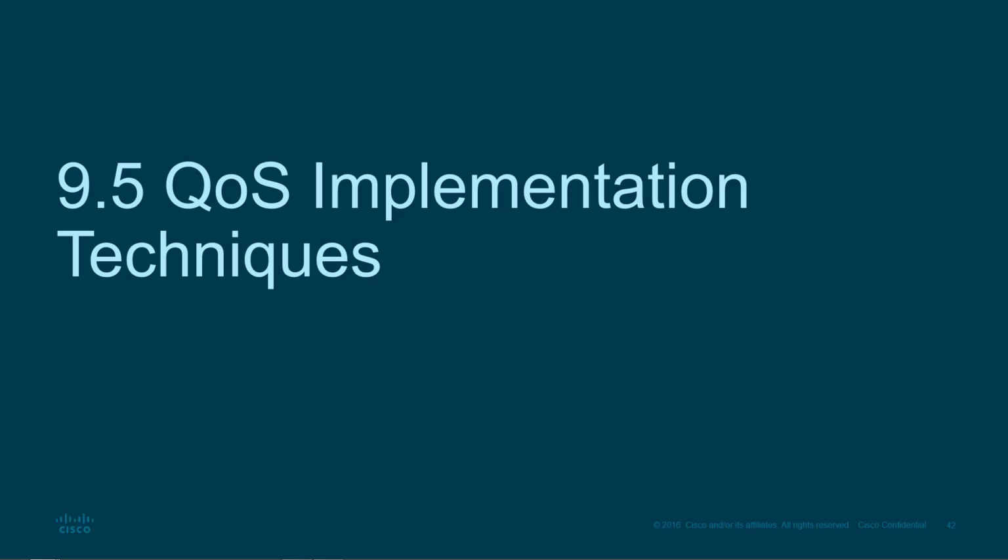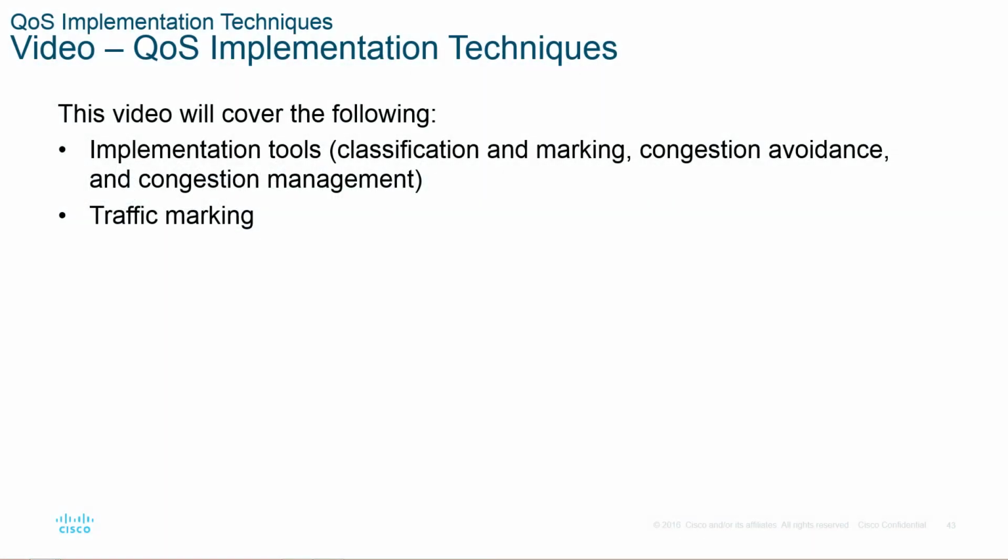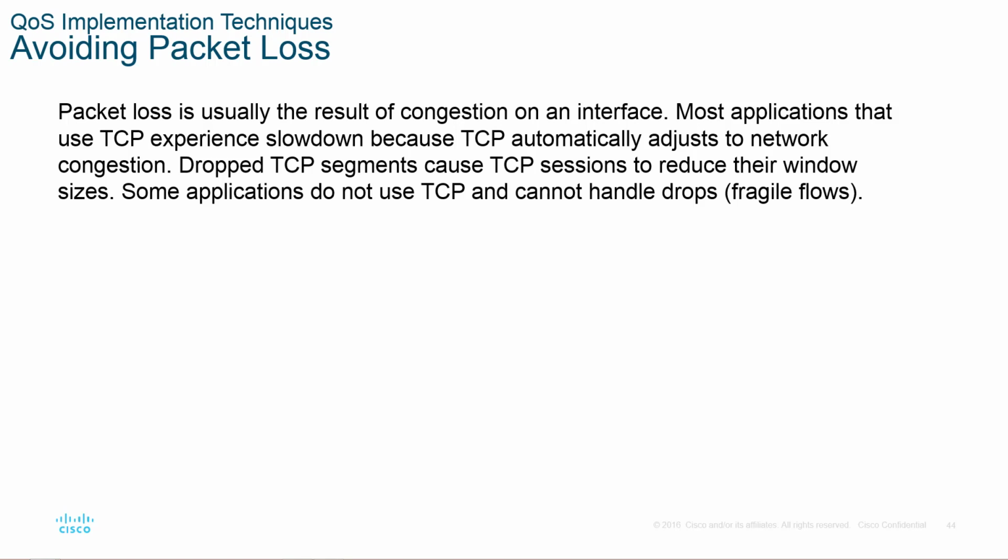And some of our quality of service implementation techniques. There's a video talking about some of the implementation tools and traffic marking. Some of the ways that we can prevent drops in sensitive applications, because we want to avoid packet loss of course: we can increase the link capacity to ease or prevent congestion. We can guarantee enough bandwidth and increase buffer space to accommodate bursts of traffic from fragile flows.